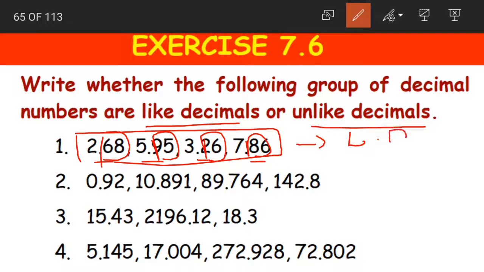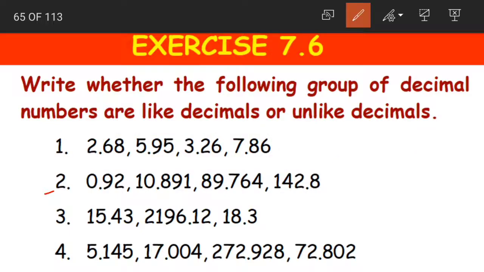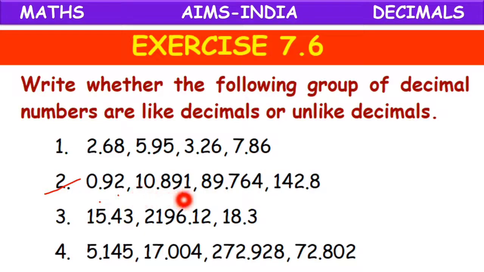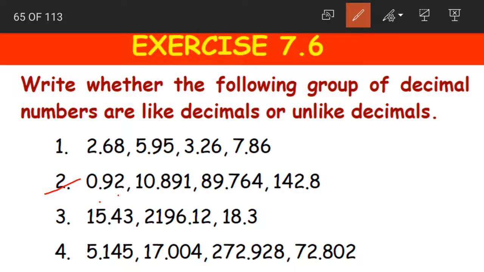So what will they be? I am writing LD here, L for like and D for decimals. As the given four numbers of the first pair have the same number of decimal places, they are our like decimals. Coming to question 2: 0.92, 10.891, 89.764 and 142.8. Again here the first number has 2 decimal places, the second has 3, the third has 3 and the fourth number has only 1 decimal place.